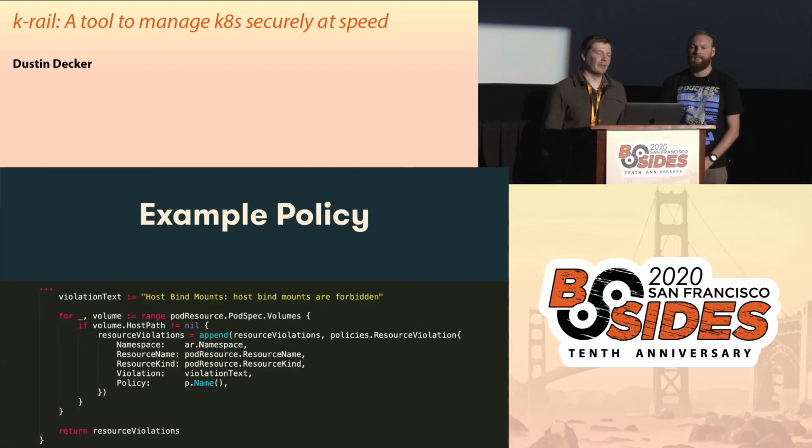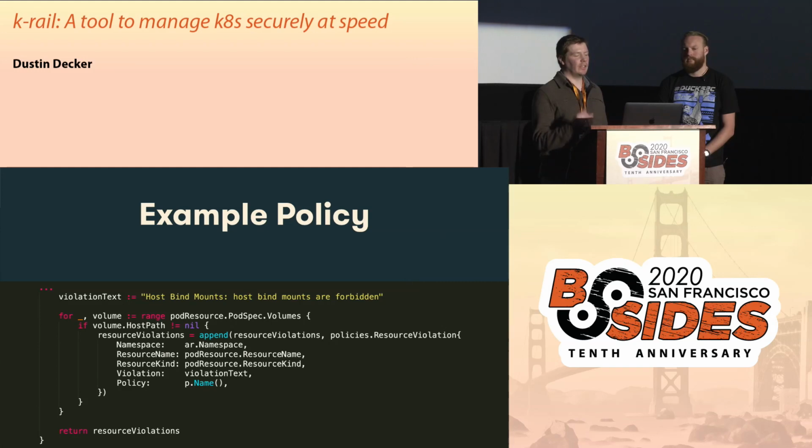And here's an example of one of the policies that's implemented. This is a subset of the no host bind mounts policy. And all it does is it iterates through the volumes in the pod spec, and if it finds one that's a host path, it'll add a violation and return that.